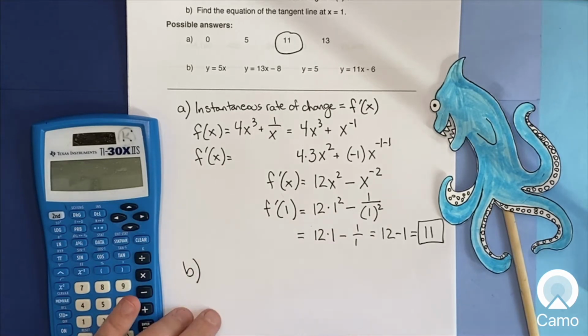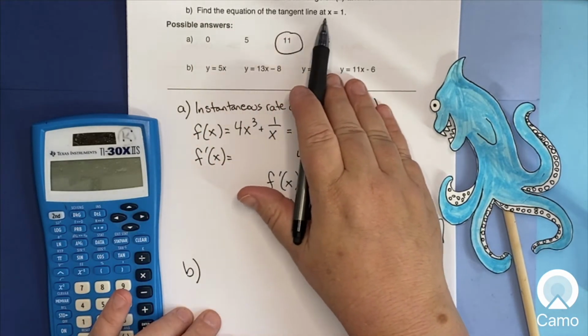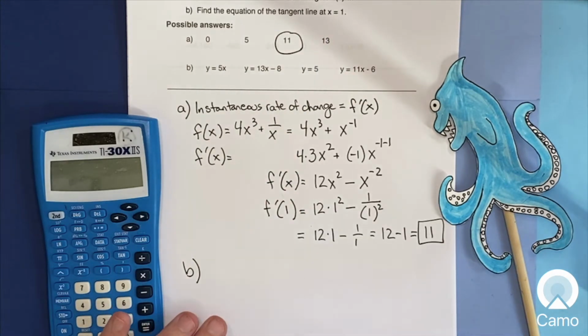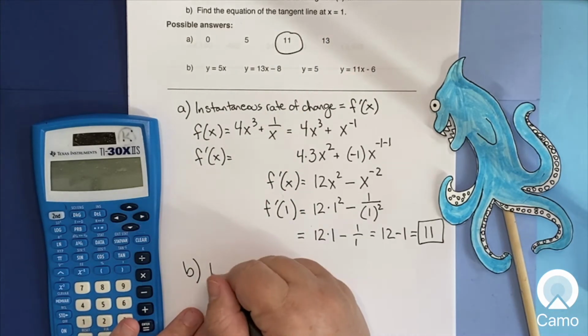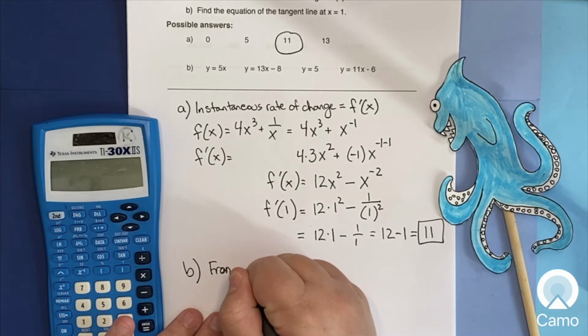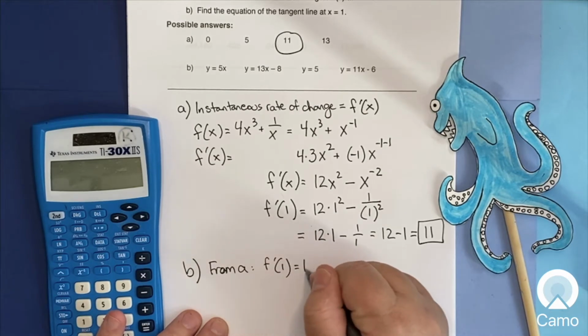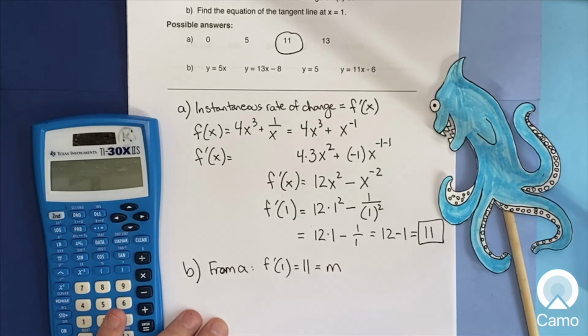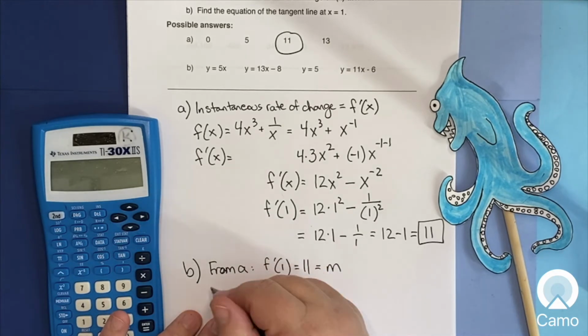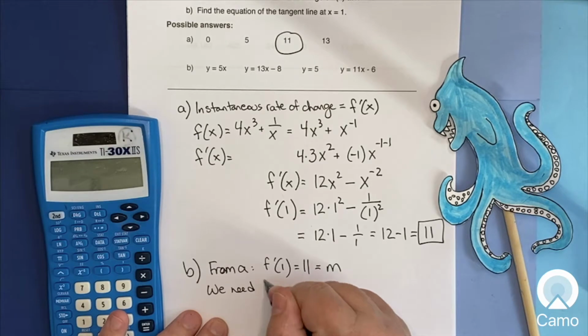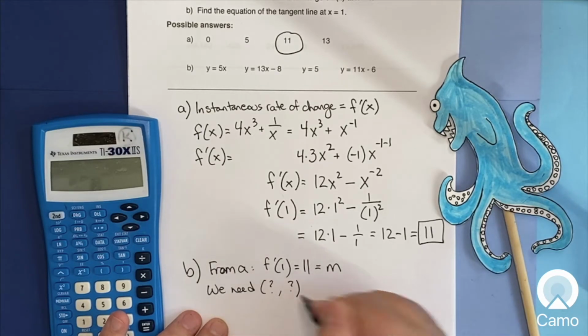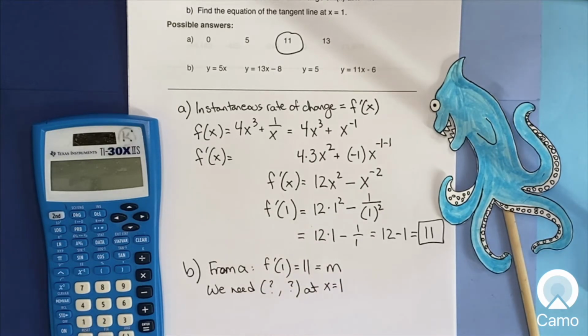Okay, part B. Find the equation of the tangent line at x equals 1. Okay, so we're going to be looking for a tangent line. Notice that from A, we see that the first derivative at 1 is 11, and that's the slope. So our slope is 11. We need the point. We need the ordered pair at x equals 1. Now, where do I plug it in? Well, I've already plugged it in f prime, and I got 11. That gave me the slope.